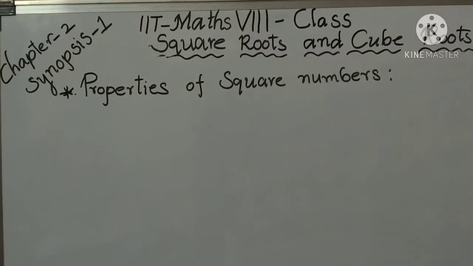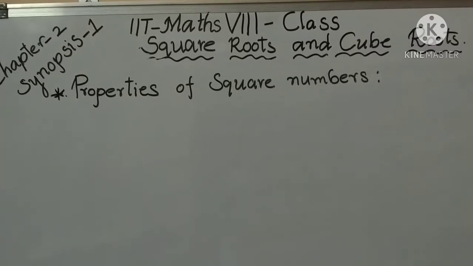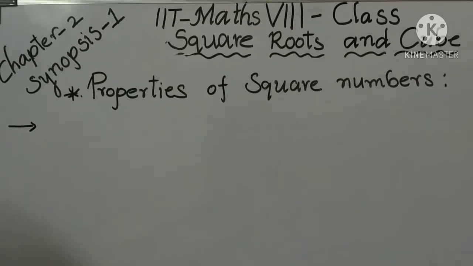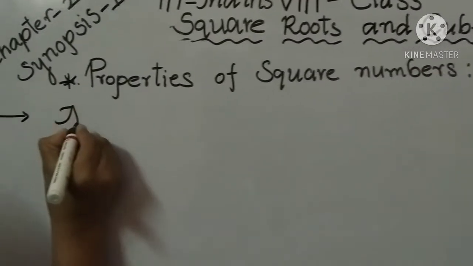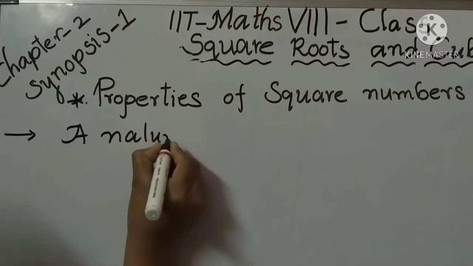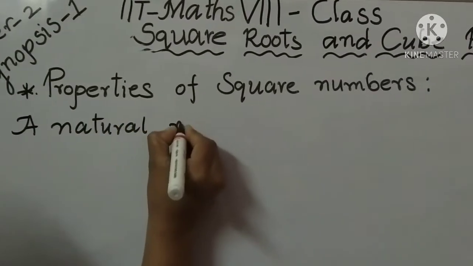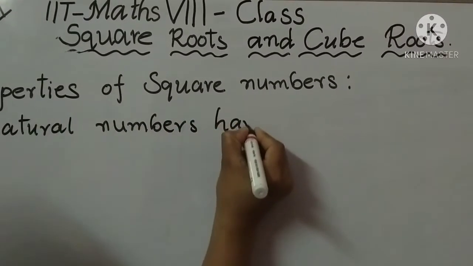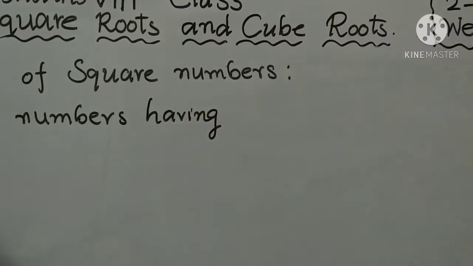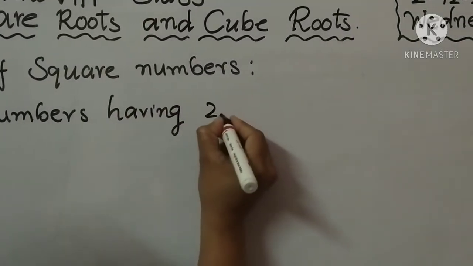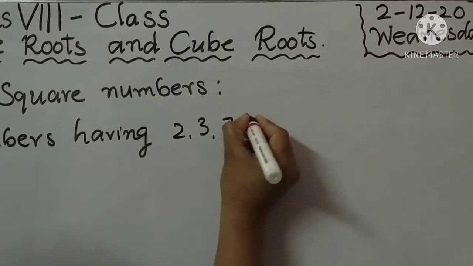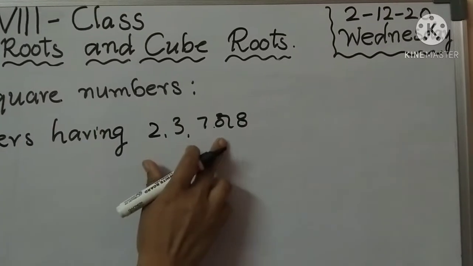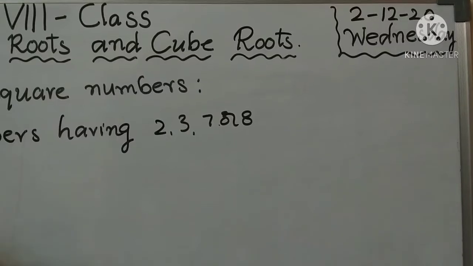The next topic is properties of square numbers. The first property: natural numbers having 2, 3, 7 or 8 at the ones place.